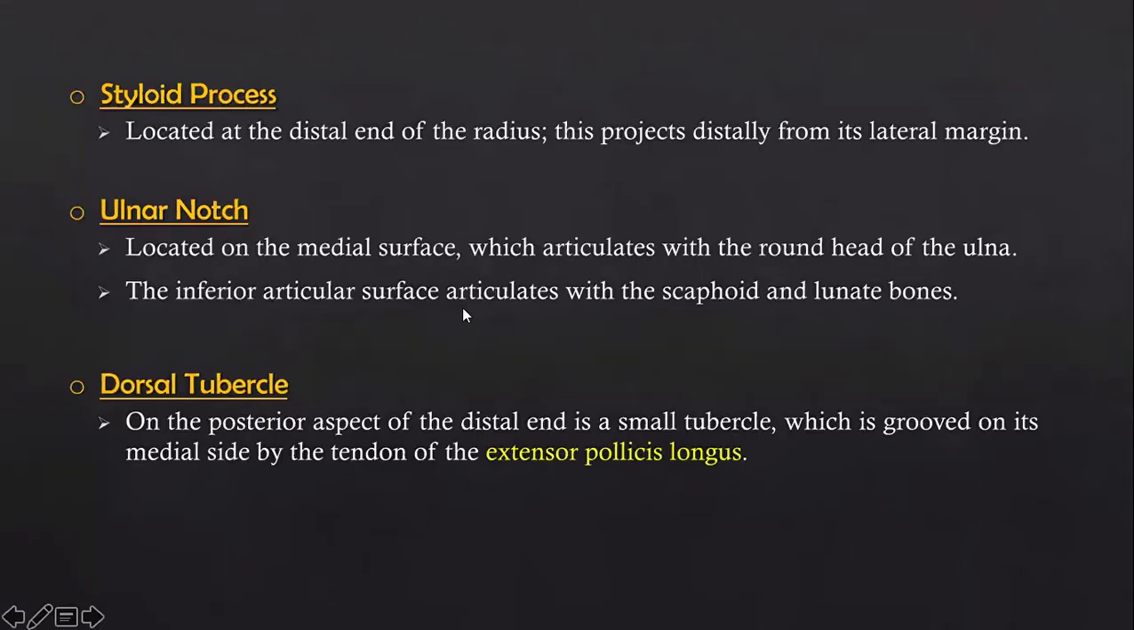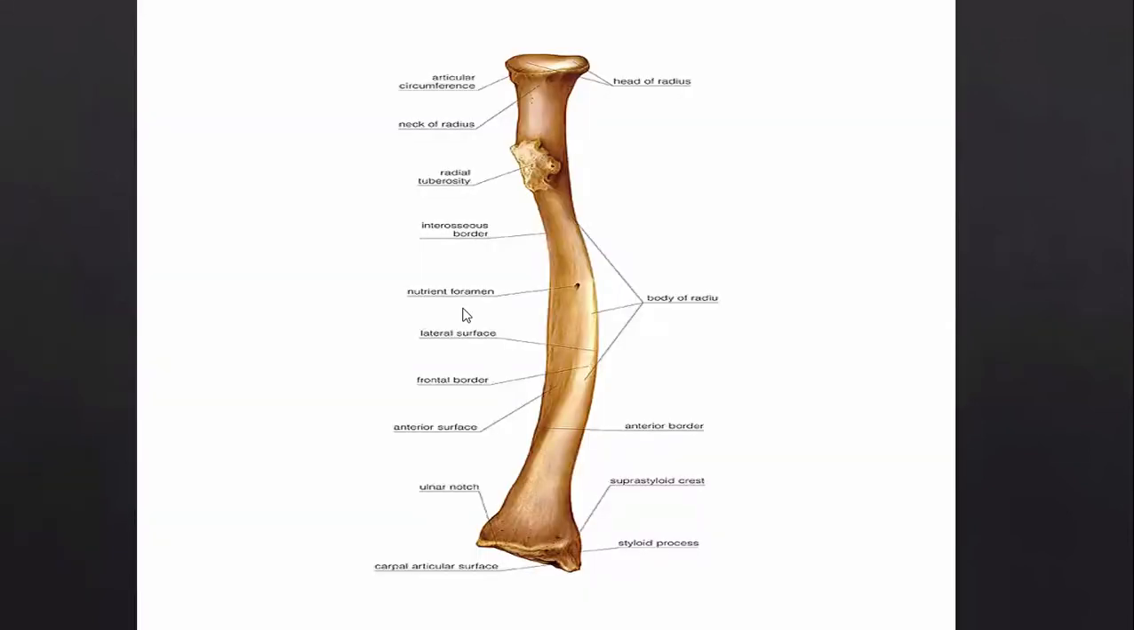The ulnar notch is located on the medial surface, which articulates with the round head of the ulna. So the inferior articular surface articulates with the scaphoid and the lunate bones. This is the styloid process. This is the ulnar notch.